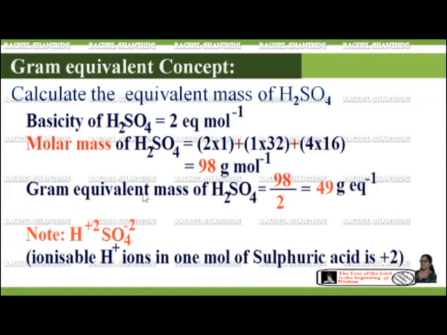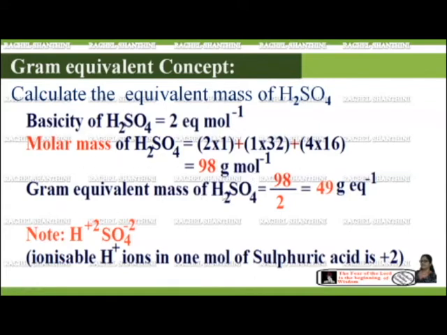Now, to find out the gram equivalent mass of sulfuric acid, first we need to find out the molar mass of sulfuric acid. To find the molar mass of sulfuric acid, we need to add the atomic mass of all the elements present in sulfuric acid. The atomic mass of hydrogen is 1. Since we have 2 hydrogen, 2 into 1, plus the atomic mass of sulfur, which is 32. We have 1 sulfur, so 1 into 32, plus the atomic mass of oxygen, which is 16. Here we have 4 oxygen, so 4 into 16. If you sum up all the atomic masses, we get the answer 98 grams per mole, and this is the molar mass of sulfuric acid.